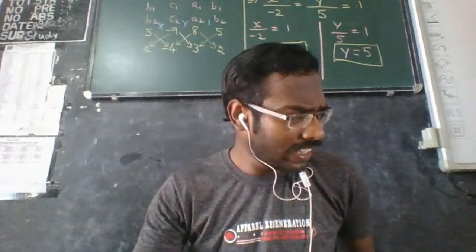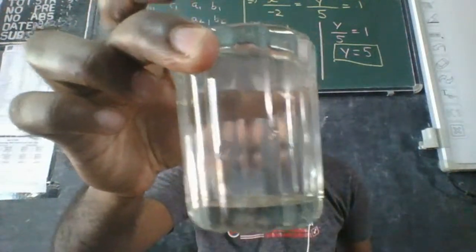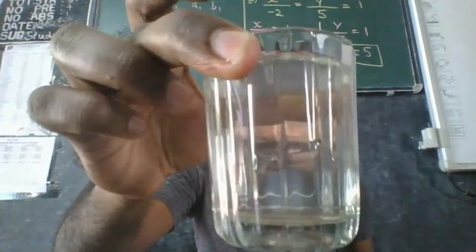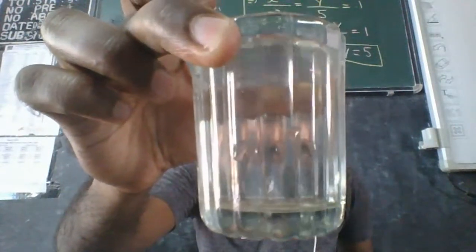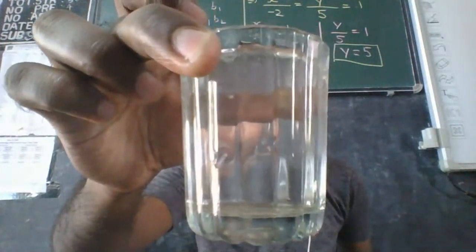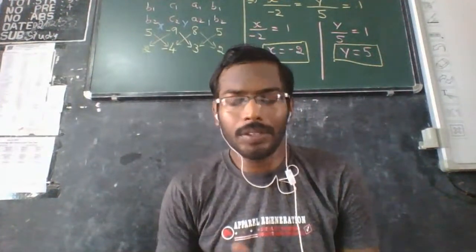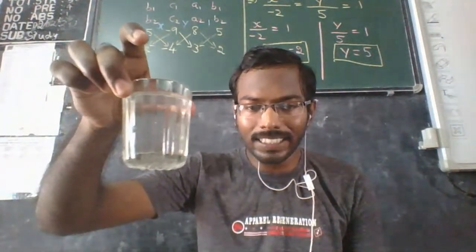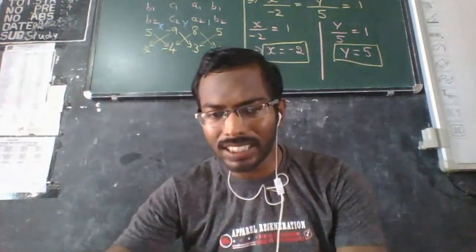Then the second one, see here. Can you see the sugar particles here? Whether the particles are visible? Are they visible to our naked eye? No, you cannot see the particles. So the second point is that the particles of a solution are very, very small. They are not visible to our naked eye.